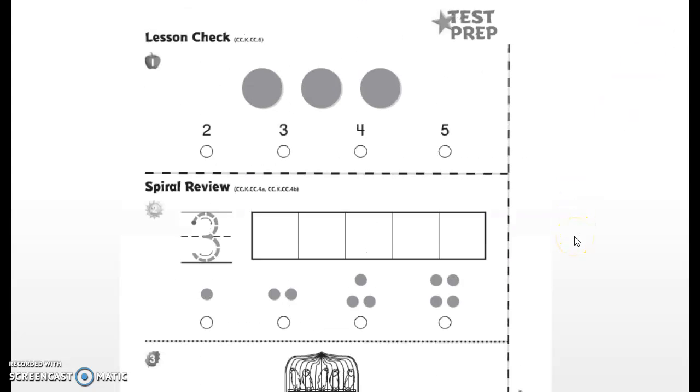Let's turn on to the back and do a little lesson check. Now listen carefully on this first one. By the apple, I want you to mark under the number that is less than the number of counters. So let's think about this. We've got 1, 2, 3 counters. Which of these numbers do you think is less than 3 or fewer than 3? Mark under that number.